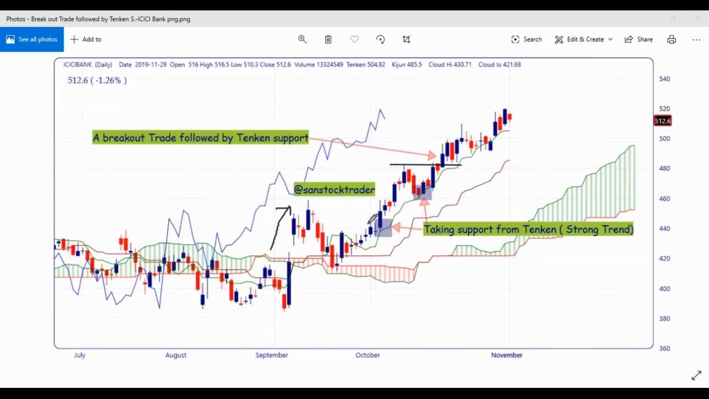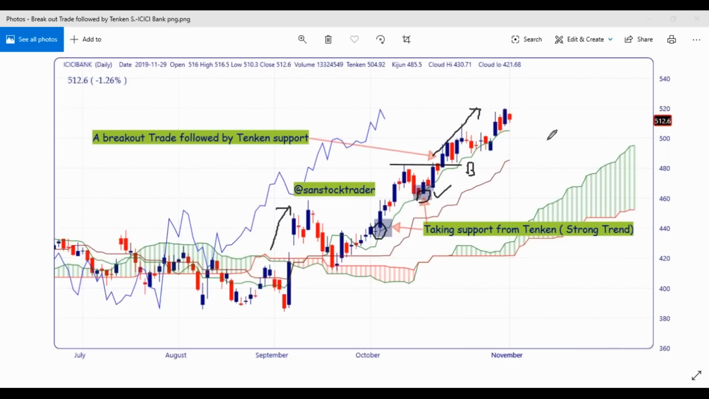The trigger is, as I said, the first time price touches the Tenkan-sen and bounces. The second time price touches the Tenkan-sen and bounces. That means there is solid demand from the buyers. And during both touches, price did not even come close to the Kijun-sen. So after this second bounce is confirmed, we will look left and buy above the previous swing high, which is here. So this is our breakout trade. Above 480 there was a breakout trade and the stock moved nicely toward 520.